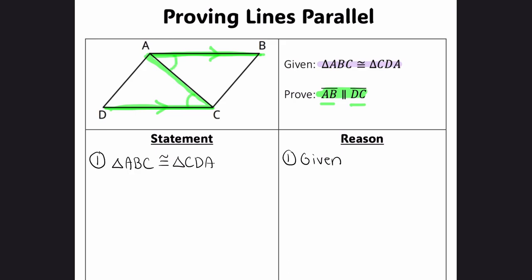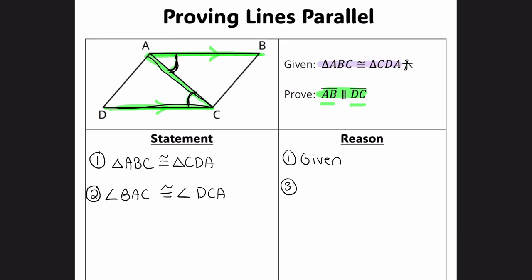And I can actually say those angles are congruent because I know the triangles are congruent, right? Because the triangles are congruent, I know any corresponding angles are congruent. So let's see. Statement number 2. I can say angle BAC, which is this angle here, is congruent to angle DCA, which is this angle here. And the reason is CPCTC.